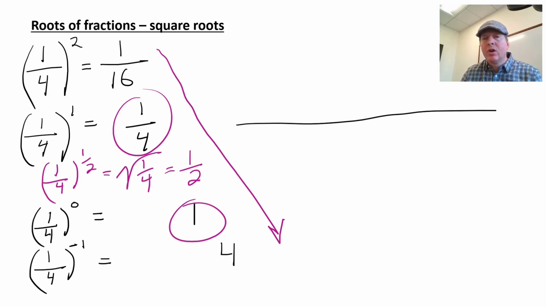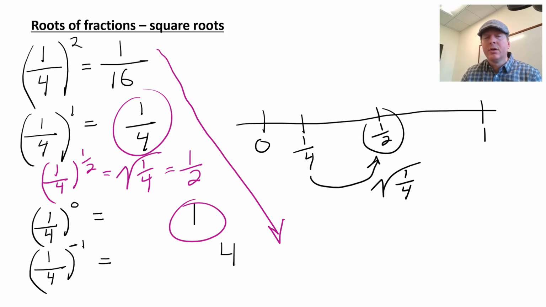If I were to write the number line, this is a really important thing to remember. If I put 1/4 in here, the square root of 1/4 is not a smaller number, it's a bigger number. The square root of 1/4 is 1/2. So if you take the square root of a fraction, the number gets bigger, not smaller. And when I say bigger, that means you move to the right on the number line. As you move to the right on a number line, the number gets bigger, not smaller.